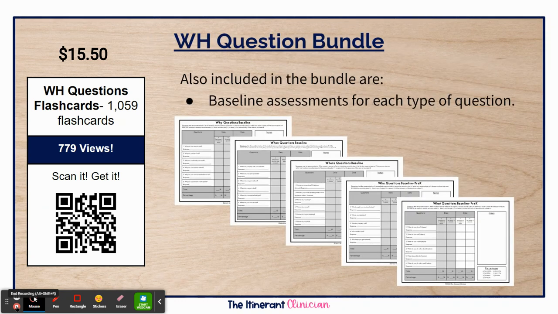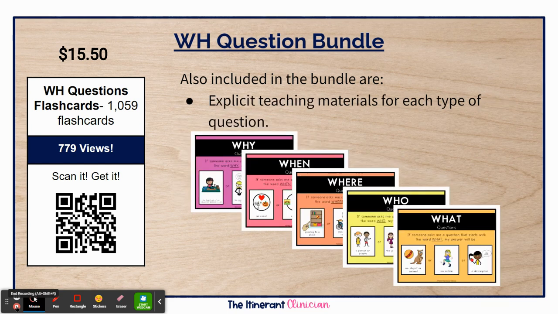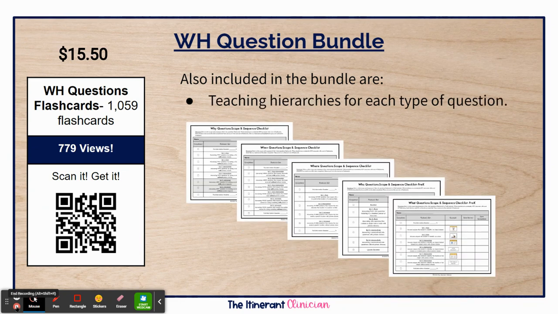So in addition to those 1,000 plus flashcards, you are also going to get baseline assessments for each type of question. So for what and who, there are actually 2 baseline assessments, one for pre-K and one for school age. Oh, excuse me, there is only one for where questions, and then one for when and why questions as well. Also included in the bundle are the explicit teaching materials for each type of question. And then finally, we have the teaching hierarchies for each type of question.